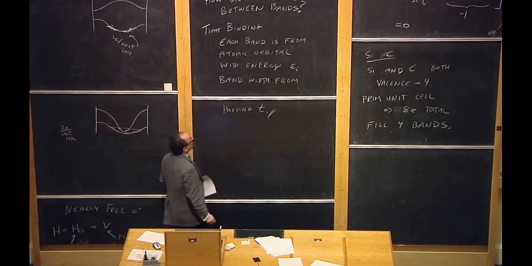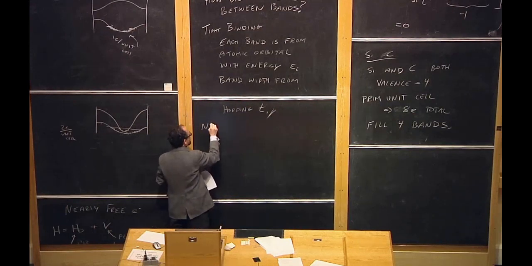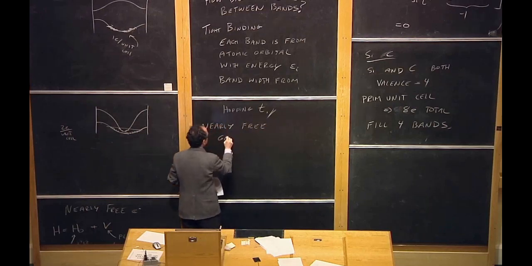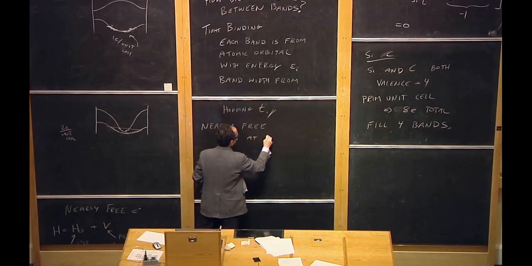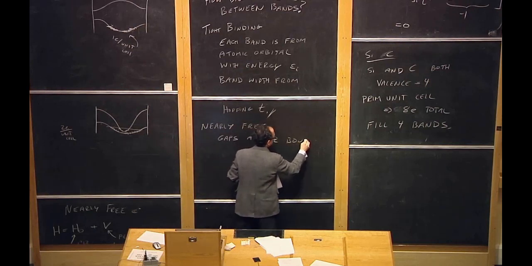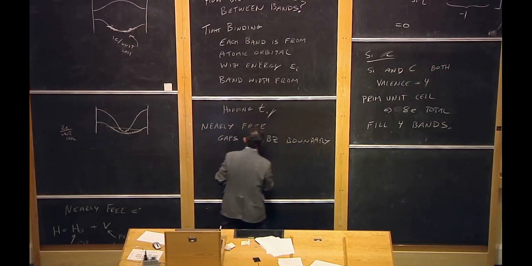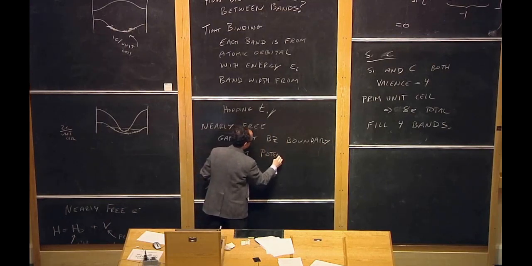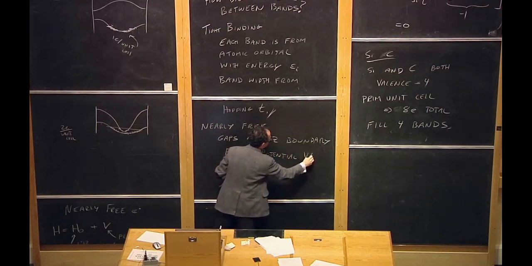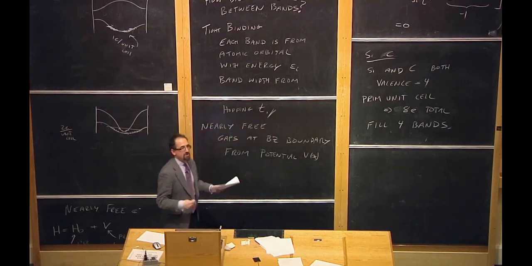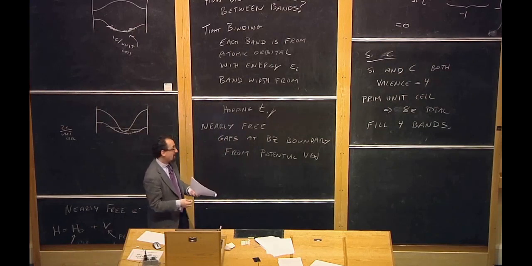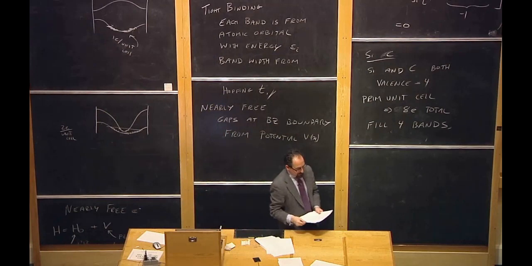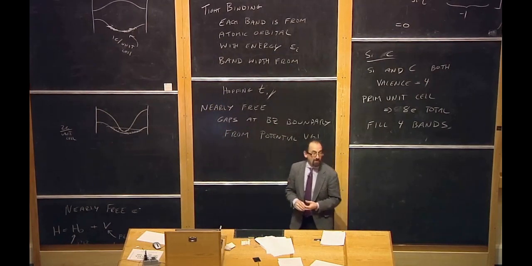That's one way of understanding it, but in the nearly free electron model, the gaps at the Brillouin zone boundary are from the periodic potential V of x. So if you know that the periodic potential is strong, you should expect pretty big gaps opening up at the Brillouin zone boundary, whereas if the potential is fairly weak, then you expect not to have big gaps at the Brillouin zone boundary.